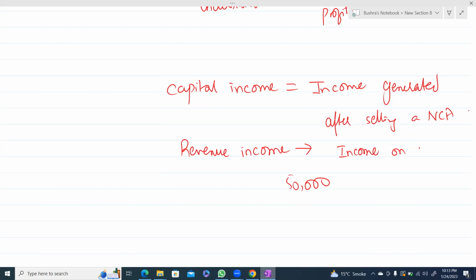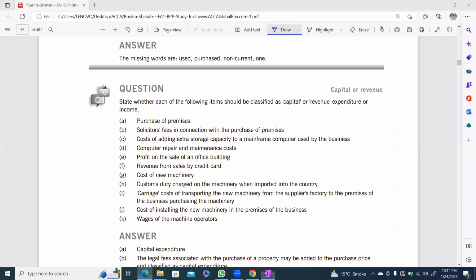Capital income is specifically the sale of a non-current asset. You have sold a machine, so the income that you are having is capital income. And on a daily basis, the income you generate from your trading operations is revenue income. Now this is a question I want you to please name one by one. Start from A.